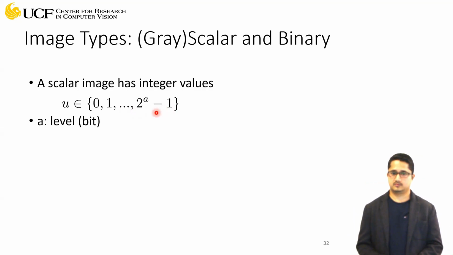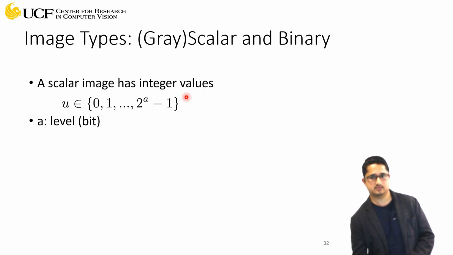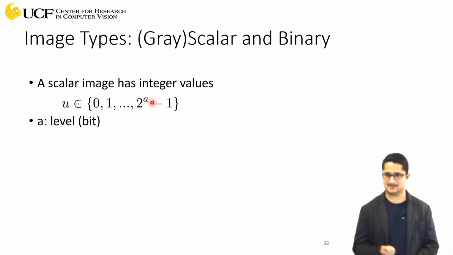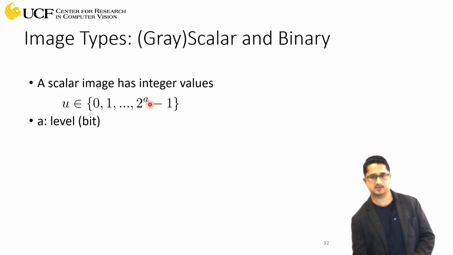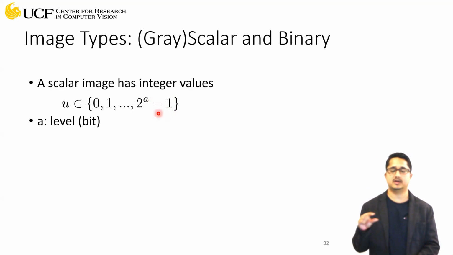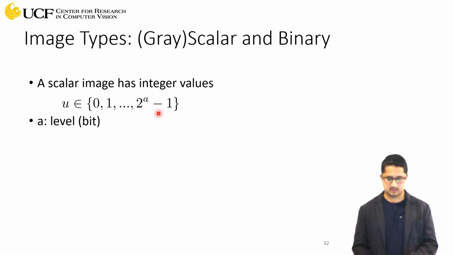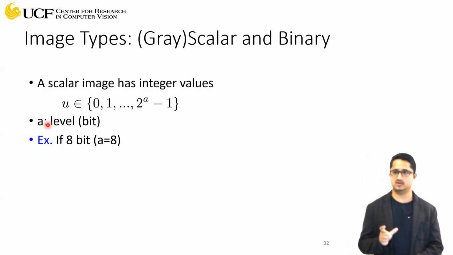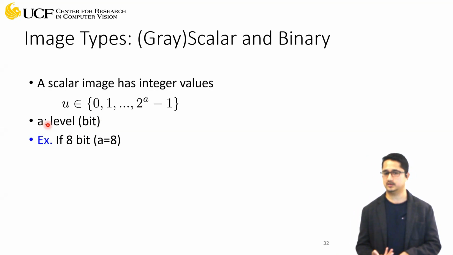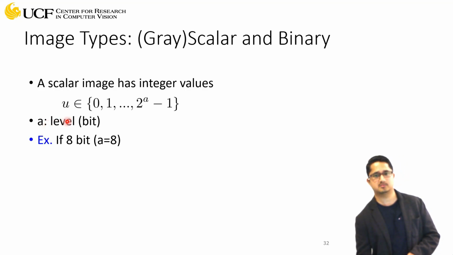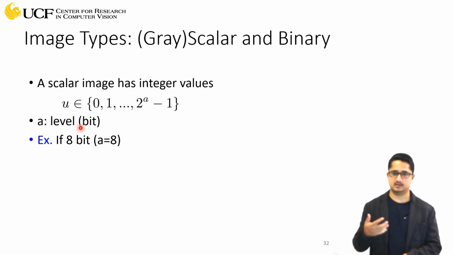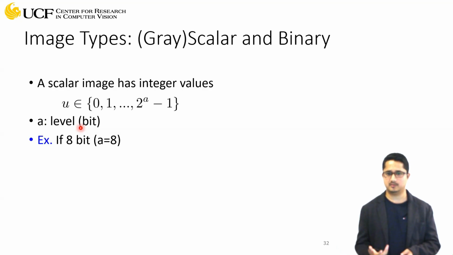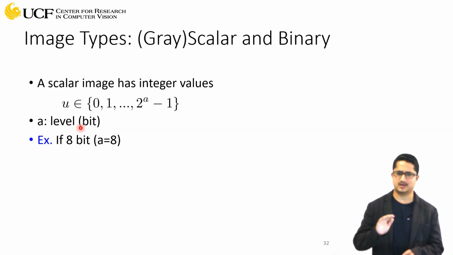Now, the A superscript over here is the bit level. For example, if your bit level is 16, it will be 2 raised to the power 16, minus 1. That will be the maximum number you can have in your image. If you have a higher bit level, you can have a higher range of values in your image, which means your image will be more detailed. But if A is very small, you won't have a lot of possible values which your image can take. So a higher bit level means a very finely defined image, but if the bit level is low, it's a coarse level.